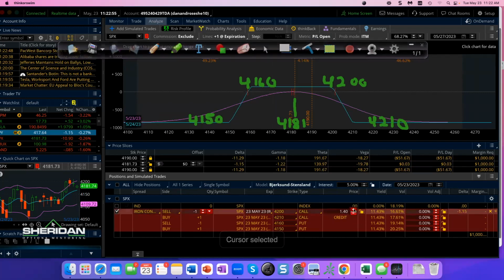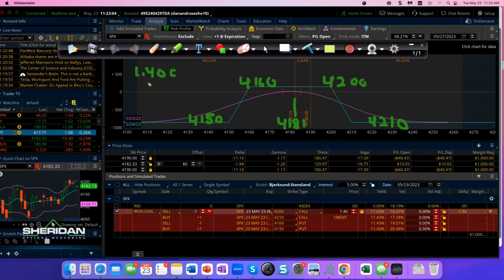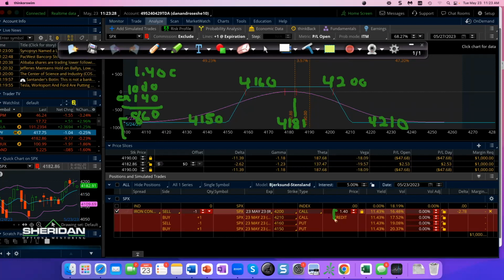It looks like it's trading at a $1.40 credit. Because they're 10-wide spreads, your risk is $1,000 minus $140 for your credit, so about $860 for one contract of this. We might be trying to make 10%. 10% of this would be around $80. So if I sold it at $1.40, I'd want to buy it back at 60 cents or something.